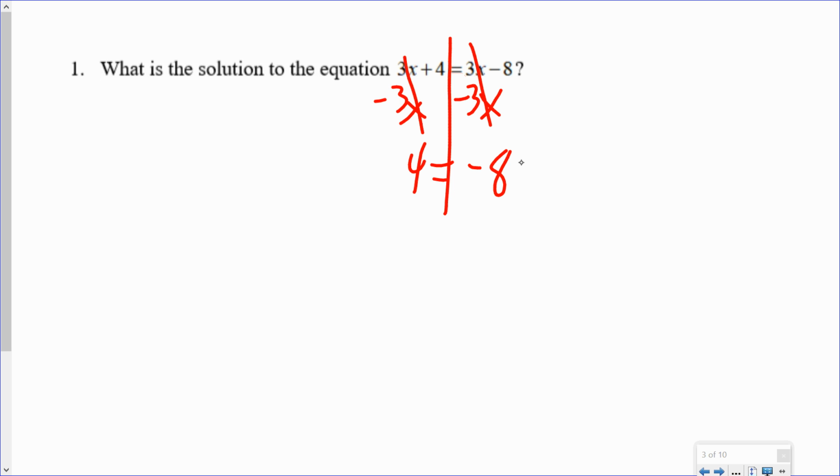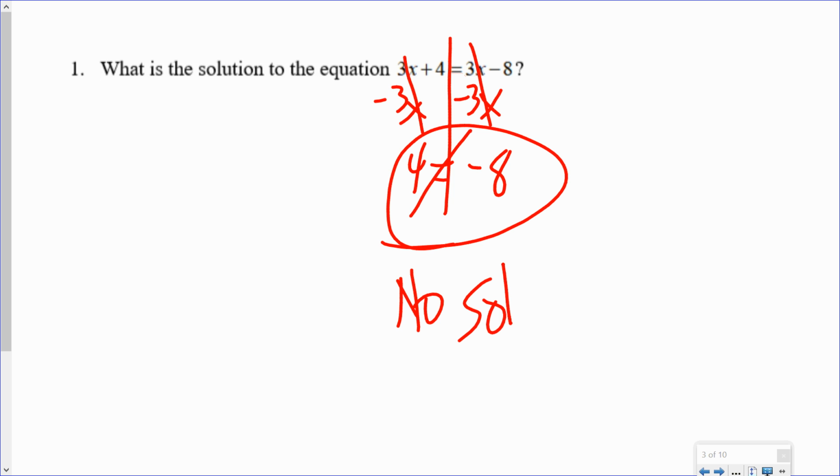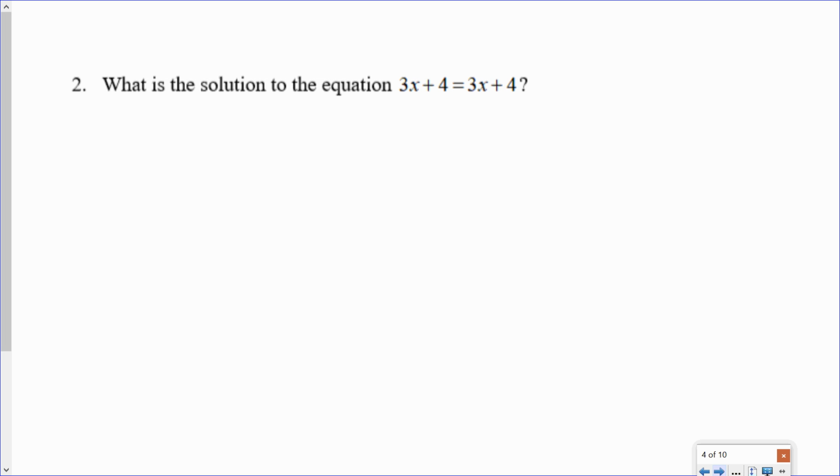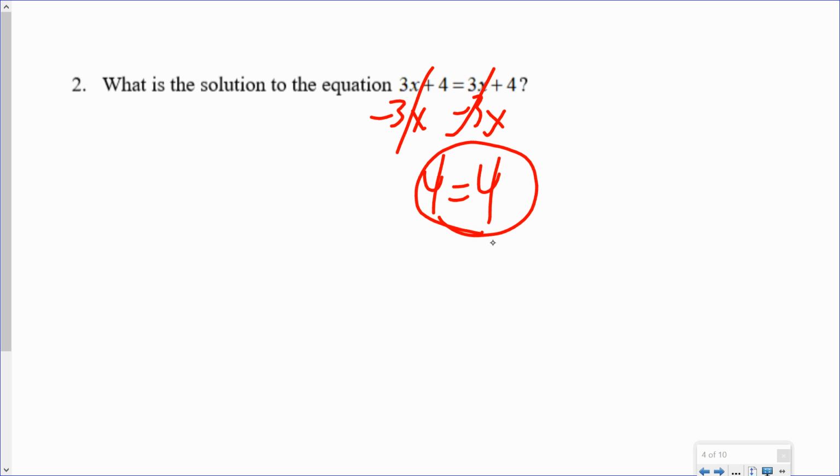Well, my variables canceled out, so it's either no solution or infinite solutions. Does this equation hold true? No. Therefore, there is no solution. If the variables cancel out and the equation does not hold true, no solution. Here, if I go to solve this and I subtract 3x from both sides, I end up with 4 equals 4. Well, the variables canceled out. Does this equation hold true? Yes. So there's an infinite number of solutions.